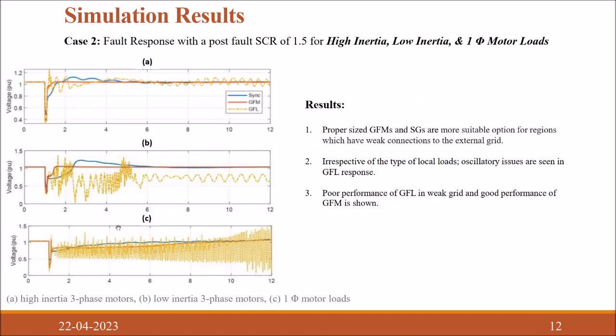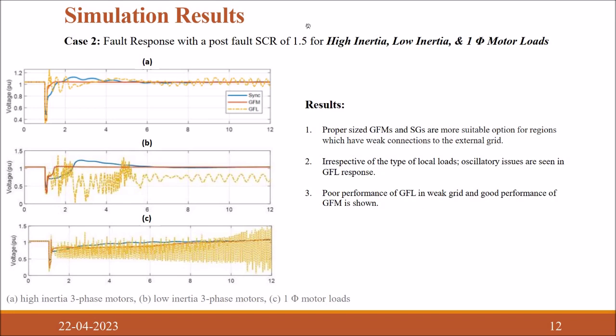Now let's come to case 2. In case 2, the SCR has been reduced from 3.7 to 1.5, which is actually for a weak grid. What is a weak grid? You can Google it, or you can look at some research papers. A weak grid is a system where even a small change in voltage, or a small change in active power supply or reactive power supply, can lead to instability of the whole system.